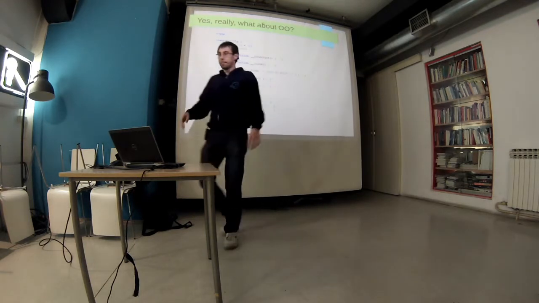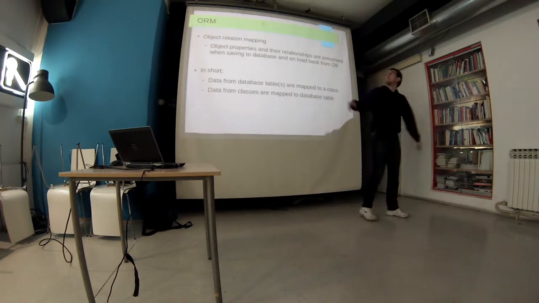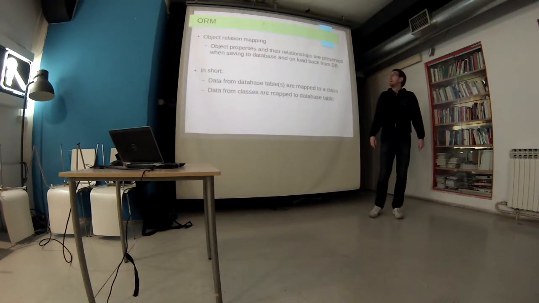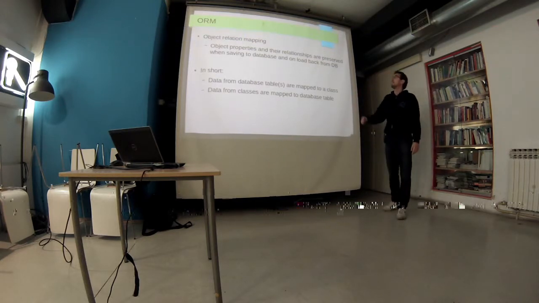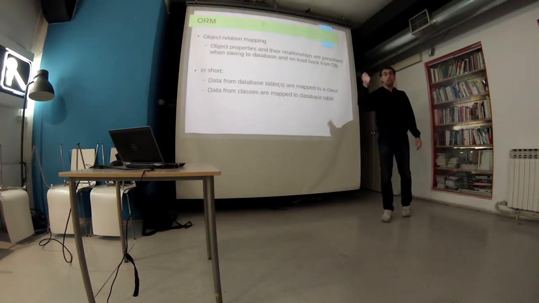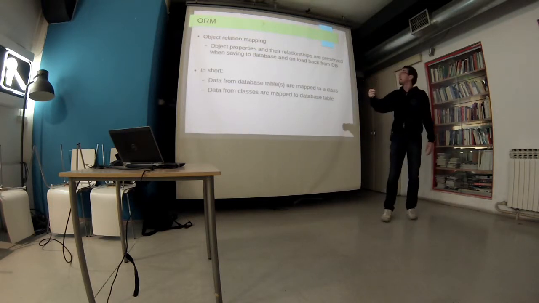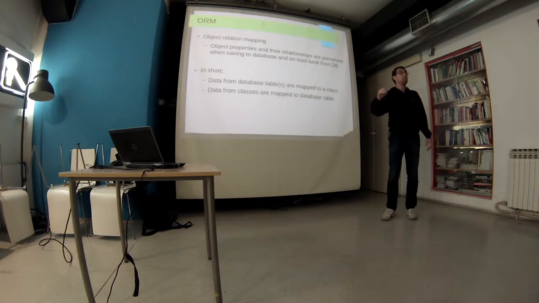And as I said, we have ORMs. ORM is an object relation mapping. It's a technique, or frameworks or software, which helps to get this. You get the object which has some properties, and it can have some relationships to other objects, and you can save those to database or get them from the database, and the relationships and all the attributes stay the same. You get them as they are.